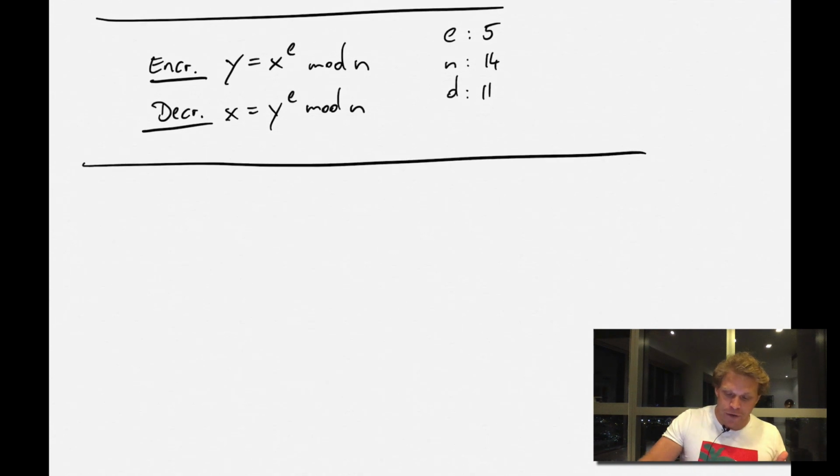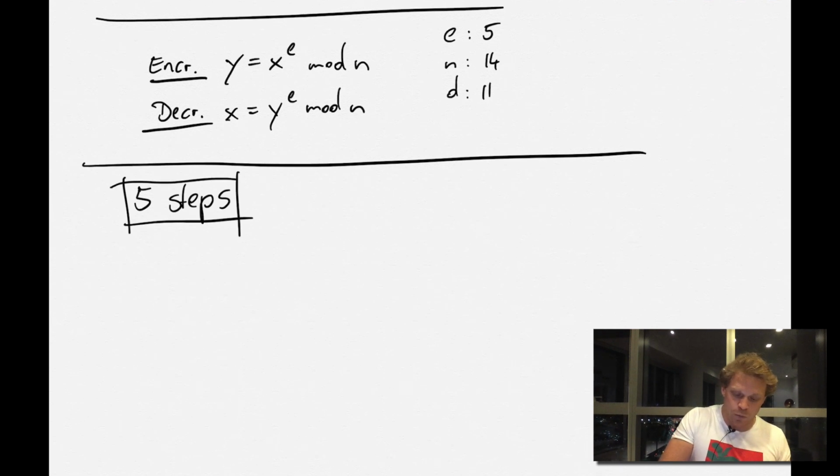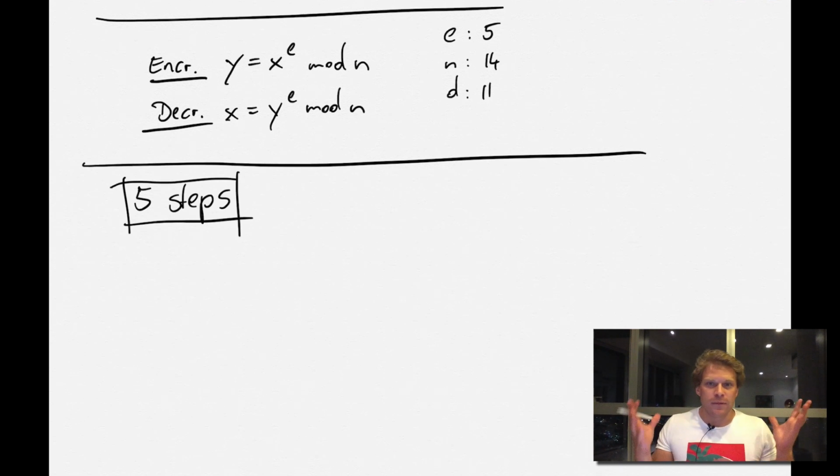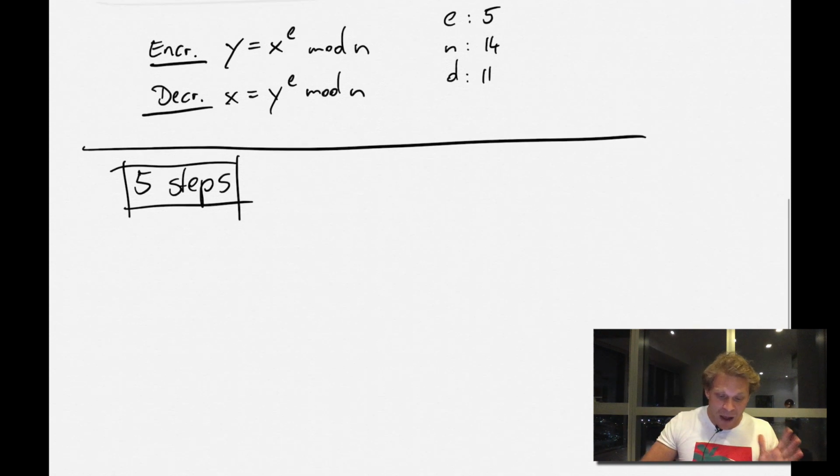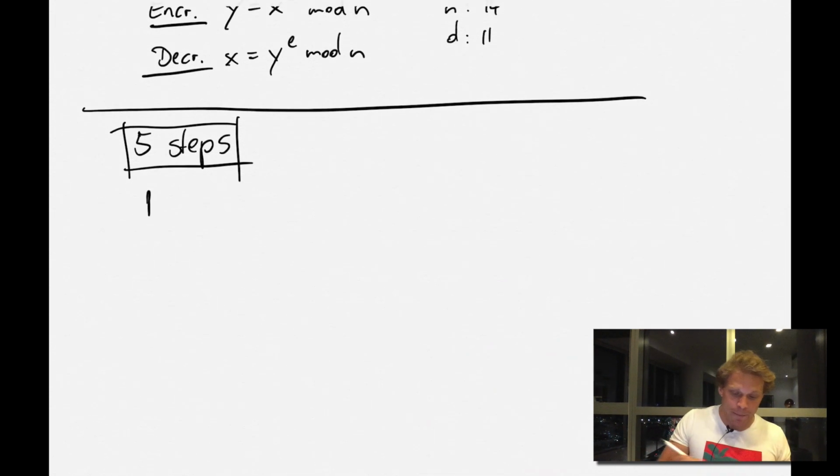RSA is actually quite straightforward. RSA has 5 steps, and these are always the same 5 steps. They're going to be discussed widely, and they're pretty straightforward. And what you start with, the very first step, is you need to come up with 2 prime numbers.